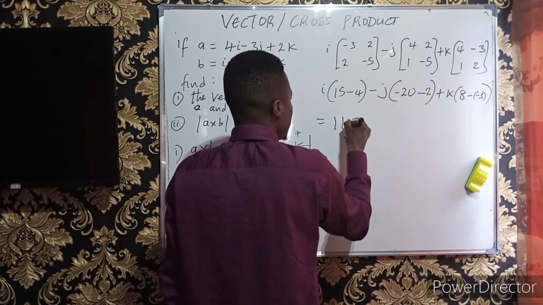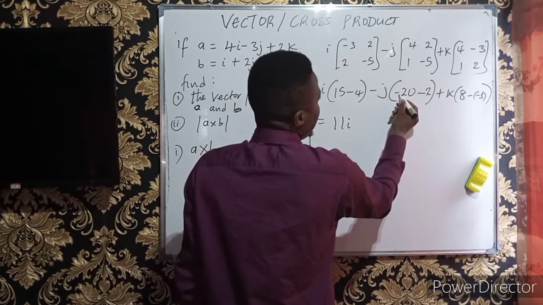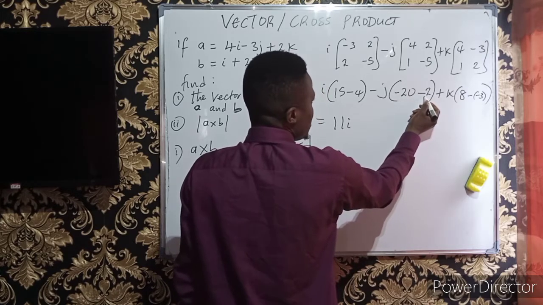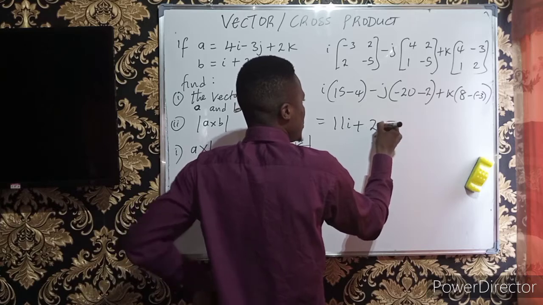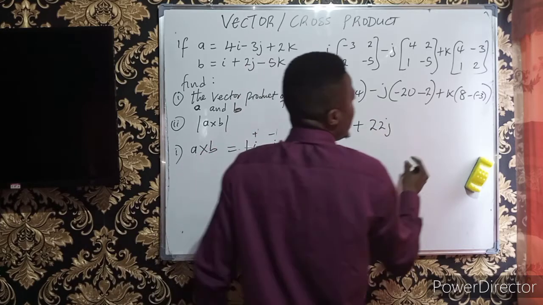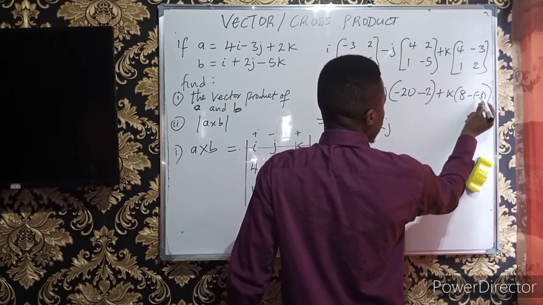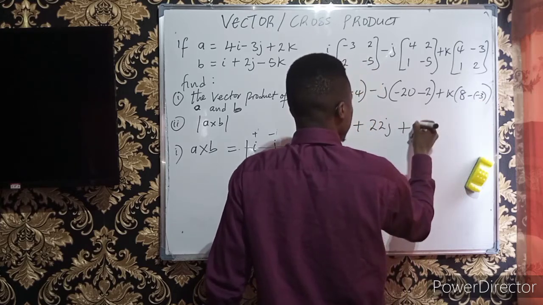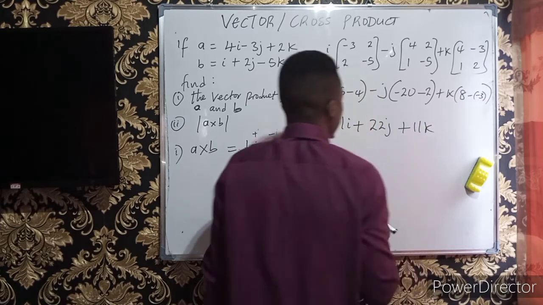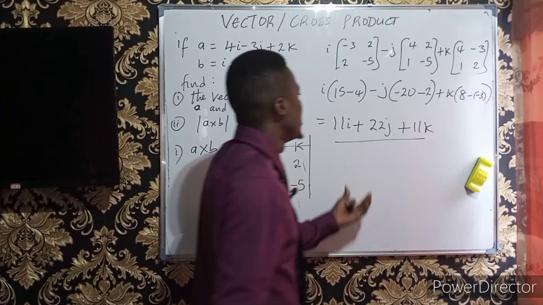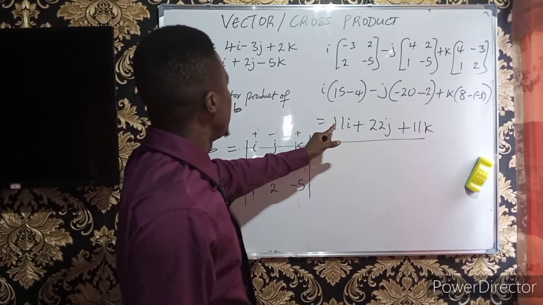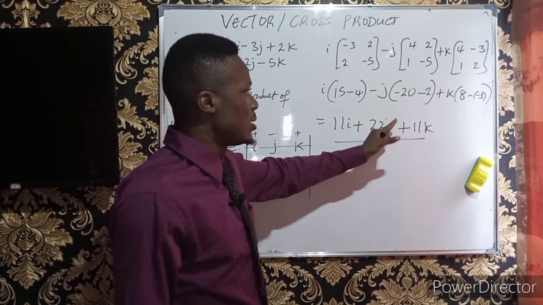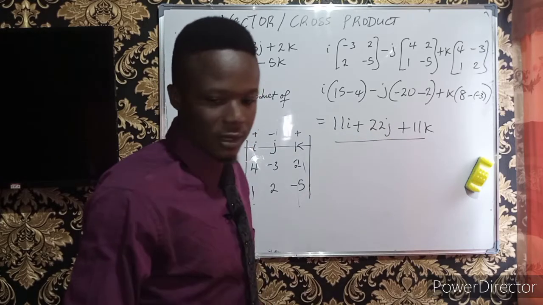11 times I is 11I. Minus 20 minus 2 is minus 22. Minus 22 times minus J will give us plus 22J. Then minus minus is plus, 8 plus 3 is 11. So this will give us 11K. Okay, so this is just the vector product of these two vectors. It gave us 11I plus 22J plus 11K.